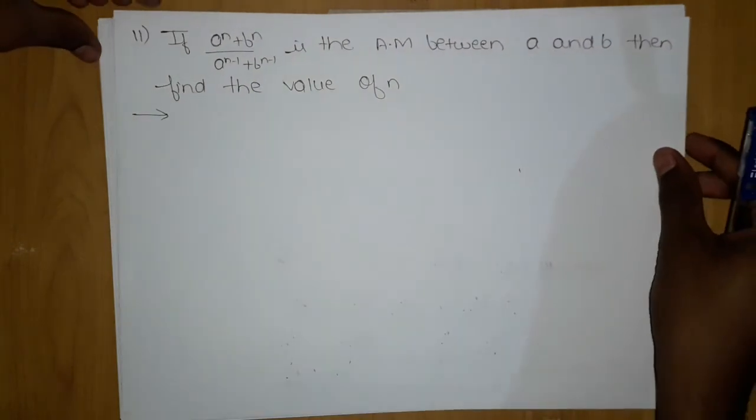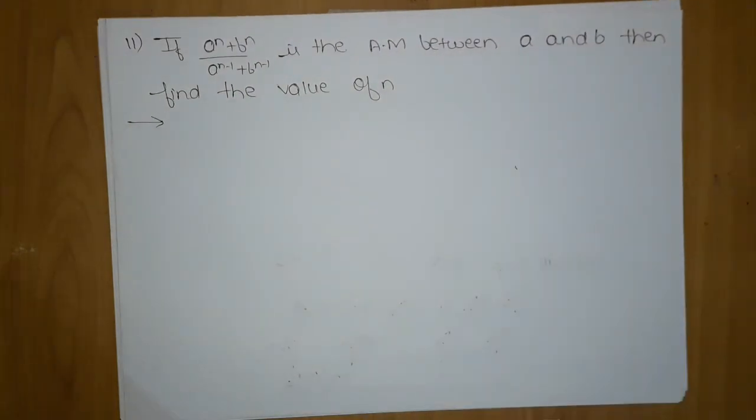Okay, let's move on forward to the next question, which is question number 11. Question number 11 says as follows: if (a^n + b^n)/(a^(n-1) + b^(n-1)) is the AM between a and b, then find the value of n.